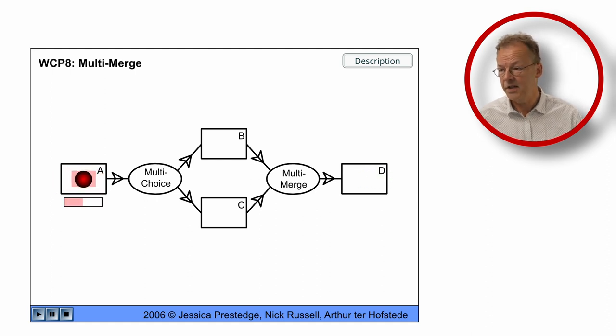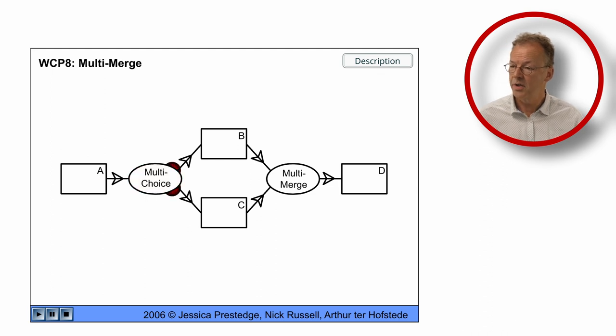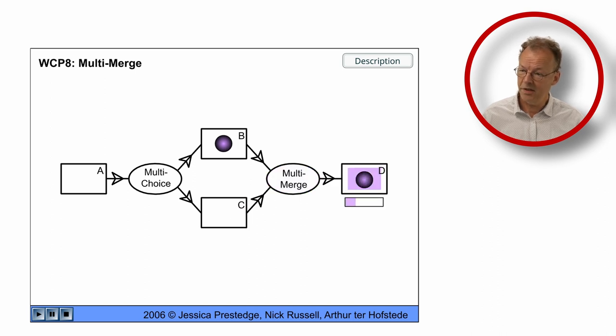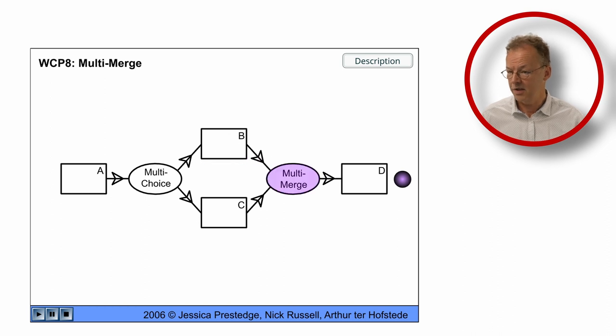In the next case, at the multi-merge, we choose both branches and the first one is B that finishes and the multi-merge fires twice after C has finished. In the next case, the multi-merge goes to the two tasks B and C. C comes first, D is executed, then there is B and D is executed again.